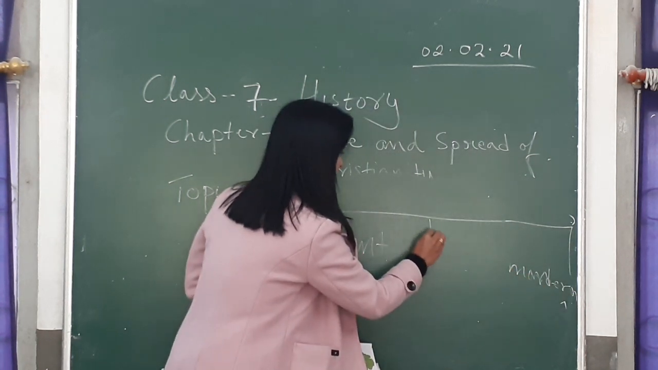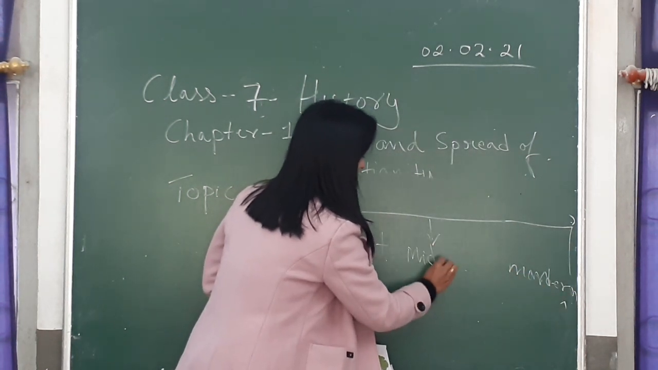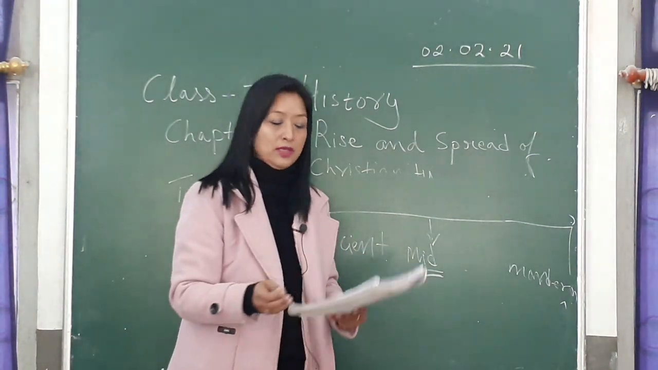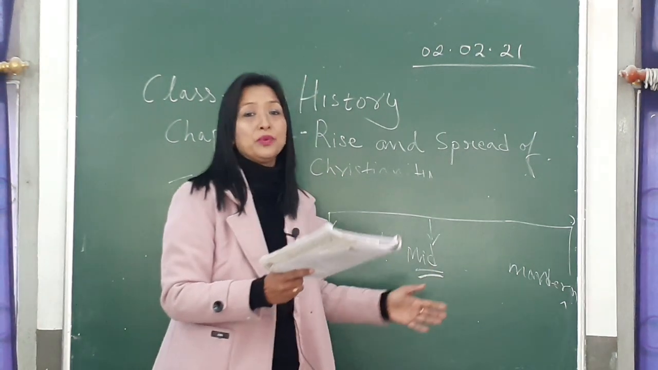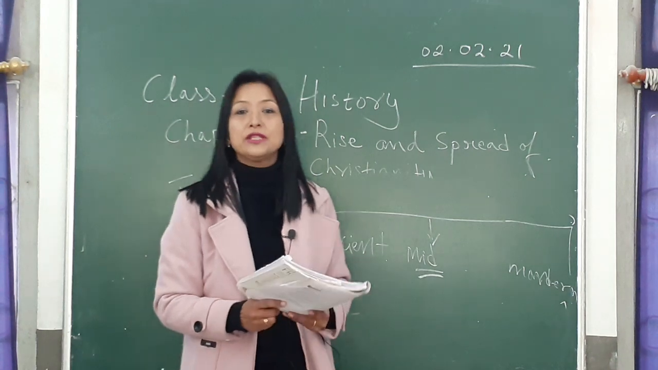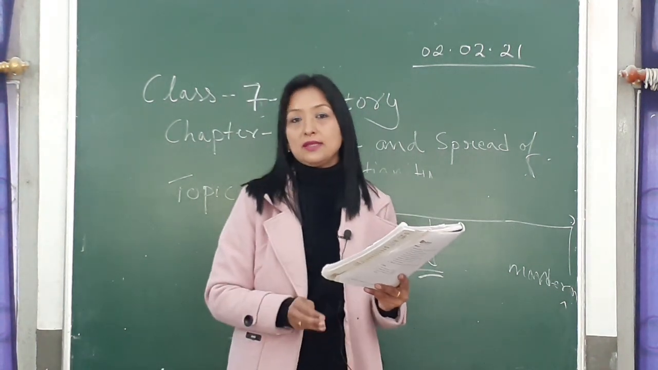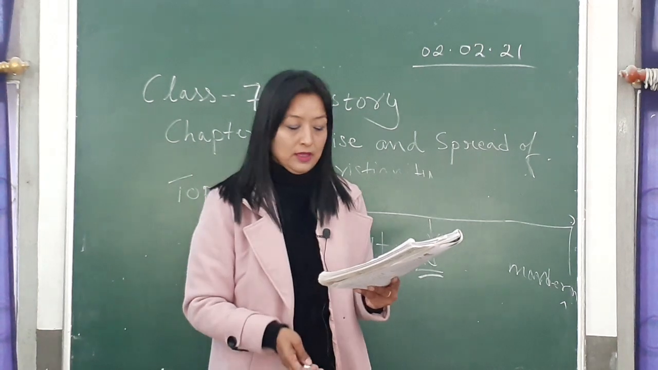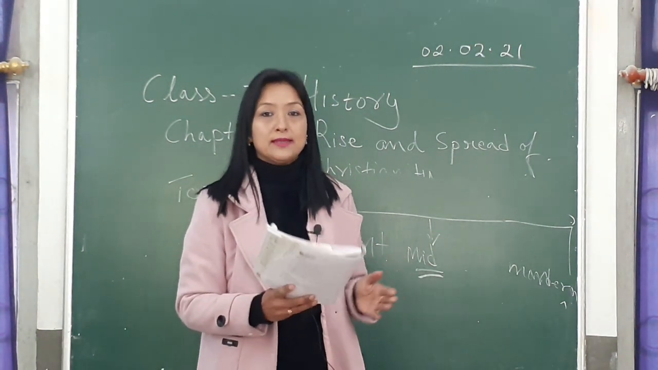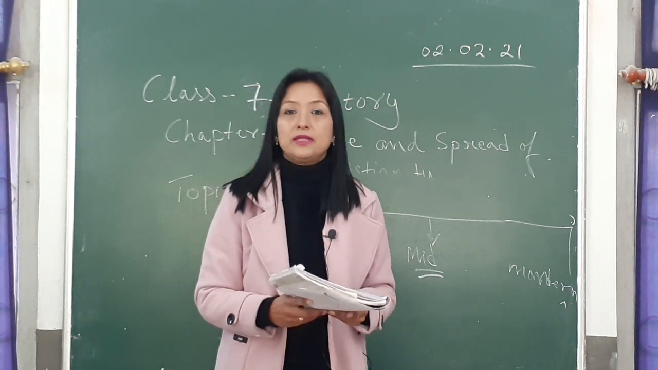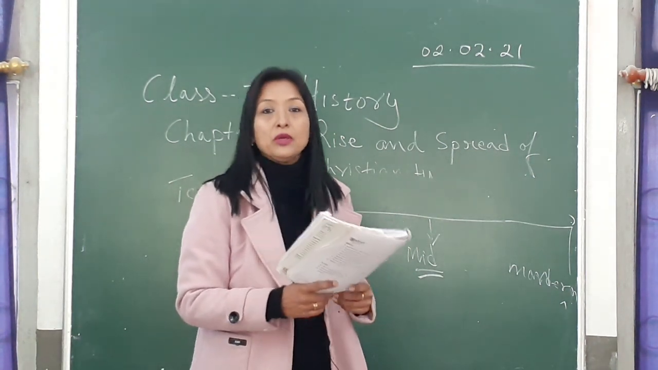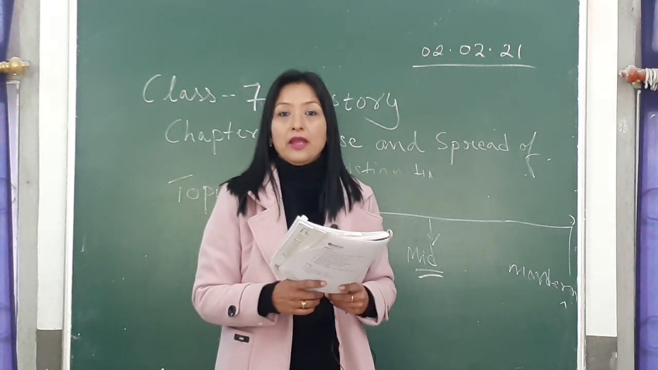Why is it known as medieval? Because it is in the middle, mid. It is known as medieval because it is a link between ancient and modern history. That's why it is known as medieval history. I hope you understood now why it is known as medieval history. And in class 7, whatever you do is medieval history. Ancient history you already did in class 6. Now we go to this medieval period, medieval era.